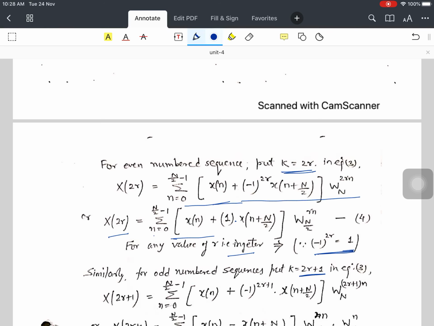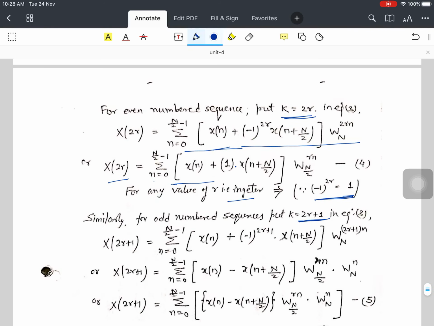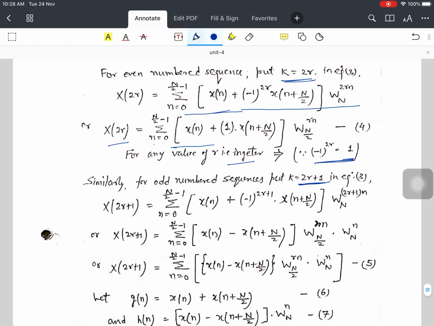Now, for 2r plus 1, X(2r plus 1) equals the summation of n equal to 0 to N/2 minus 1 of [x(n) plus minus 1 to the power 2r plus 1 x(n plus N/2)] W_N^((2r plus 1)n). We can rewrite this as X(2r plus 1) equal to the summation of n equal to 0 to N/2 minus 1 of [x(n) minus 1 to the power, obviously, it always comes as minus 1.